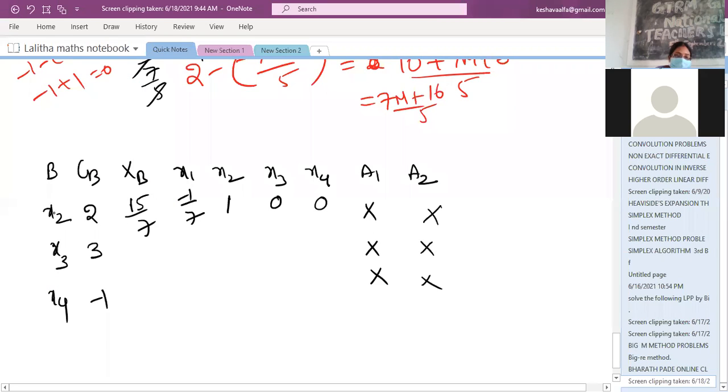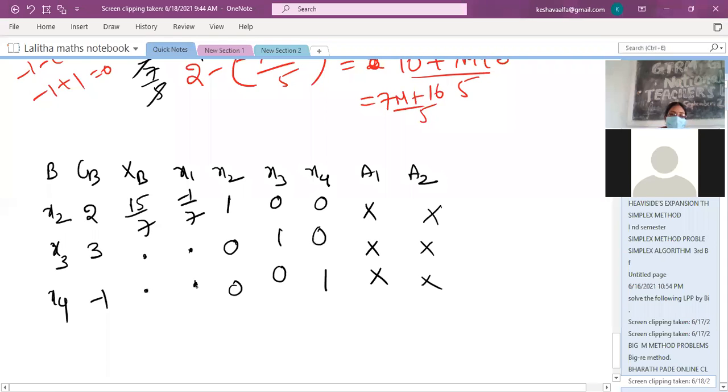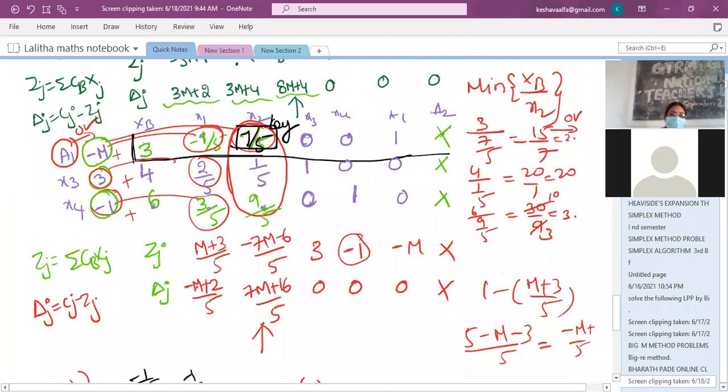So the basic variables are x2, x3, x4. x2 is in the first position, so 1, 0, 0. x3 is in the second position, 0, 1, 0. x4 is 0, 0, 1. So no need to calculate these values. The remaining values are the xb column and x1 column values. We want these 4 values, using the formula AD minus BC by key element.